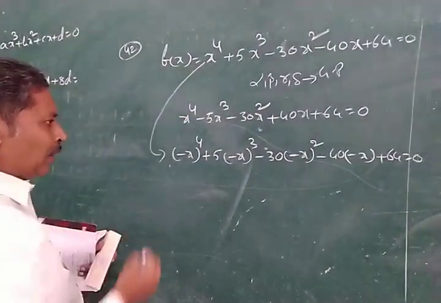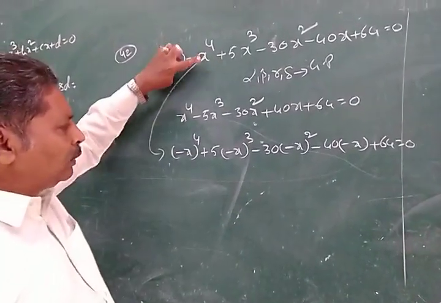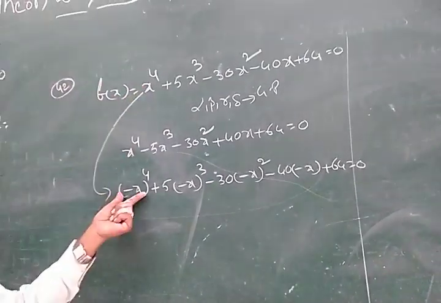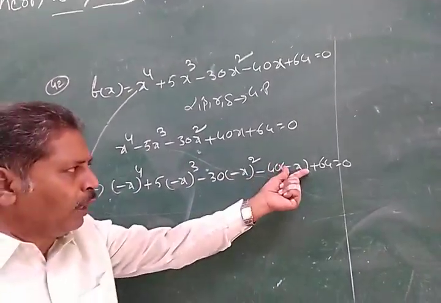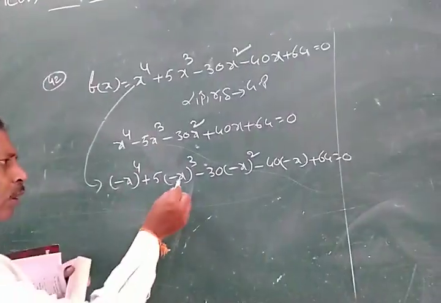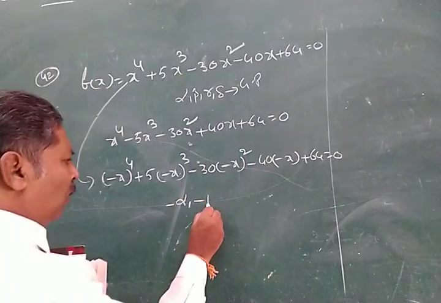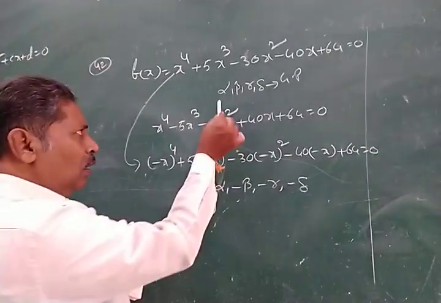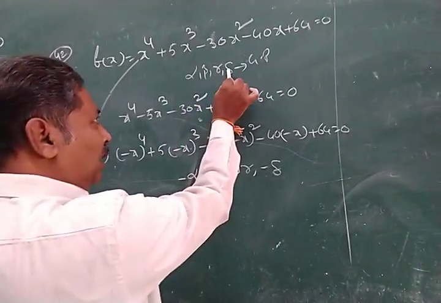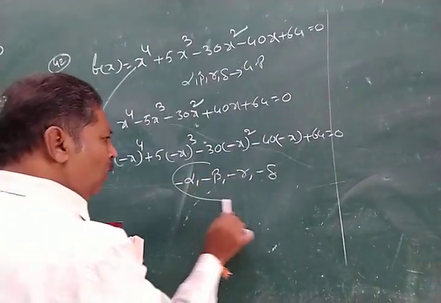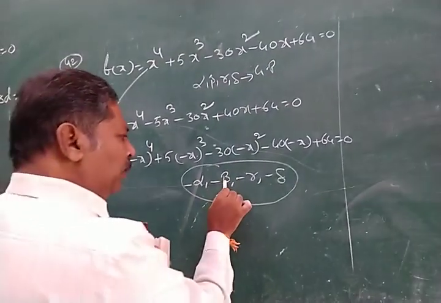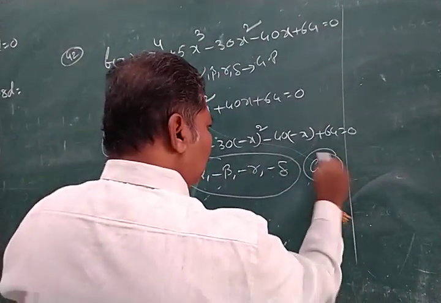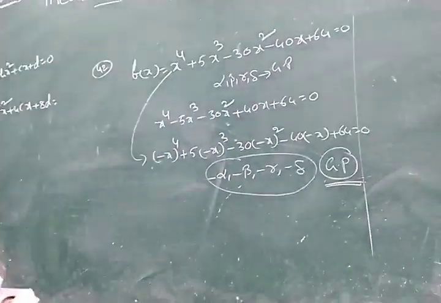Observe these two equations. Both are same, but x is replaced by minus x. So their roots are minus alpha, minus beta, minus gamma and minus delta. Given alpha, beta, gamma, delta are in GP. So minus alpha, minus beta, minus gamma, minus delta are also in a GP. So answer is a GP.